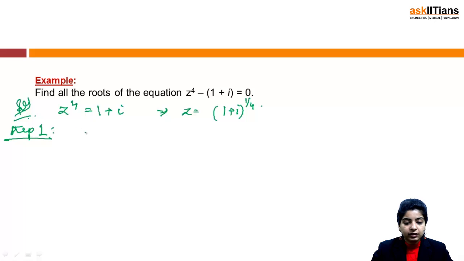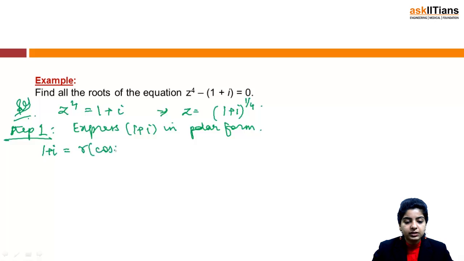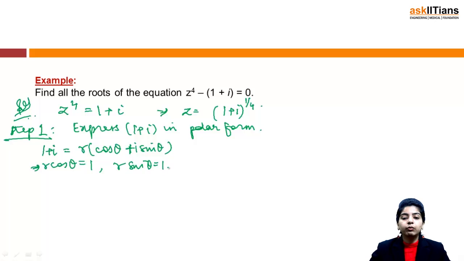Step 1 says express 1 plus i in polar form. So first of all we will be expressing this in polar form. So that would mean 1 plus i is r times (cos theta plus iota sine theta), which means r cos theta is 1 and r sin theta is 1. By equating the real and the imaginary parts, this is what I get.